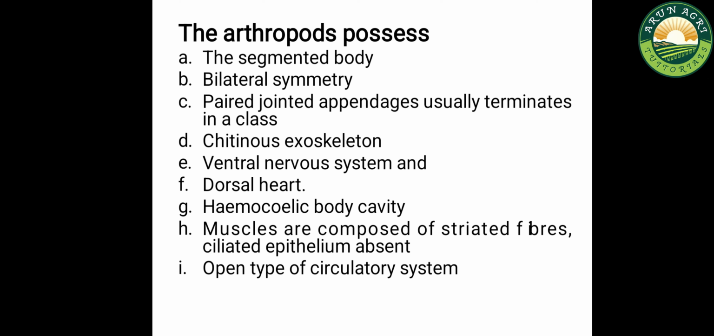Next, muscles are composed of striated fibers, and ciliated epithelium is absent. And it has an open type of circulatory system. In most animals, including human beings, we have blood vessels, almost like drip irrigation, and you can see the circulation of blood through them. But in insects or any arthropods, it is an open circulatory system. Except for the heart, no other pipelines or vessels are present, not like drip irrigation but more like surface irrigation. So you can see an open type of circulatory system here.